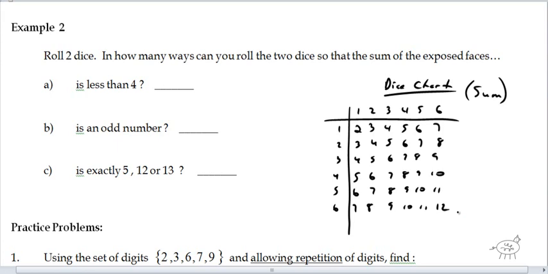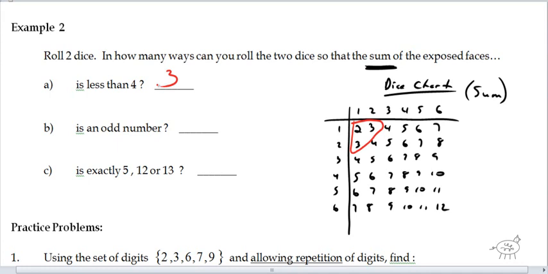Okay? So the first thing is how many ways can you roll a die so the sum of the exposed faces, and again, the sum, that's why we're doing a sum, for this one, is less than 4. Well, all you do is just count them. So if it's less than 4, the only possibilities that are less than 4 are these 3 here. So the answer is 3.